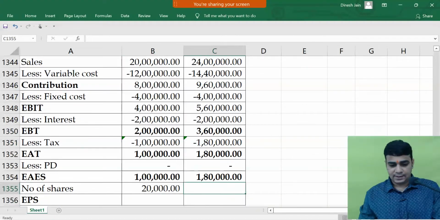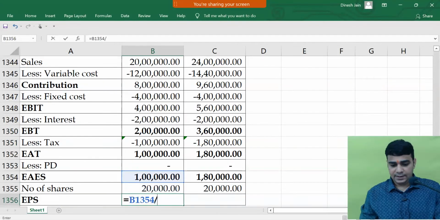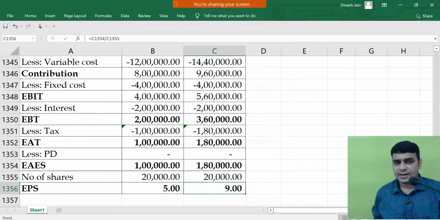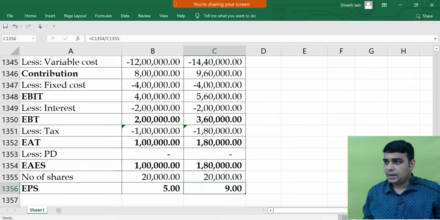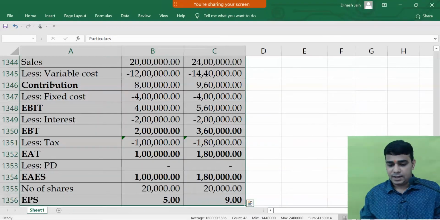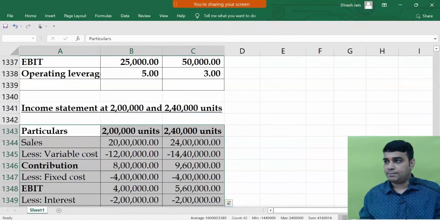$20,000 shares are there, and we get the EPS of 5 rupees and 9 rupees. This income statement I really don't want to explain much. Let me know if there's a doubt here. Any doubts on the income statement? It's a straightforward income statement which we need to prepare. We follow the format, and the format guides us to the income statement.